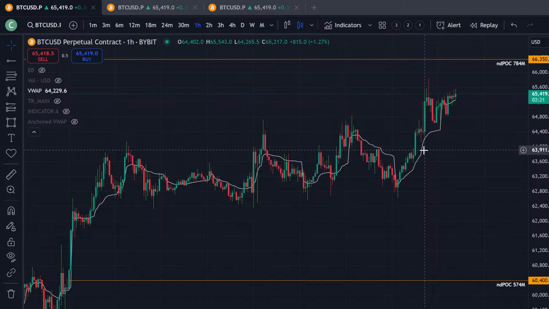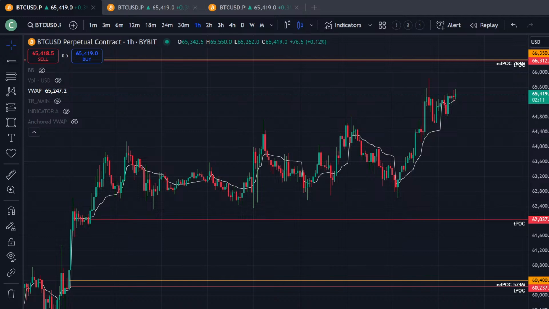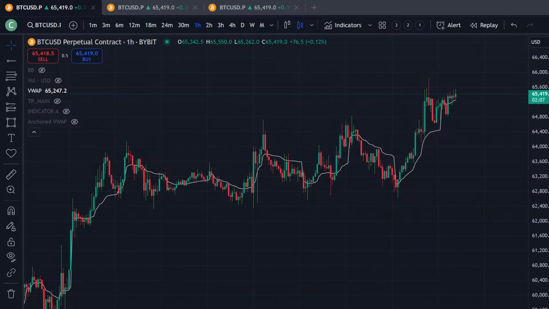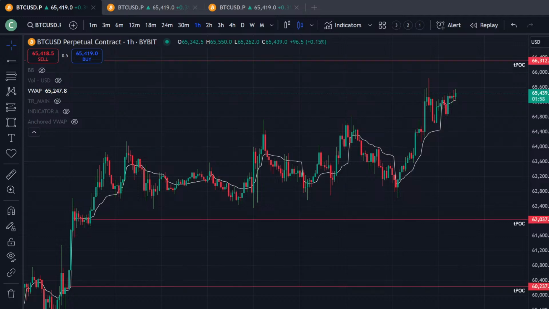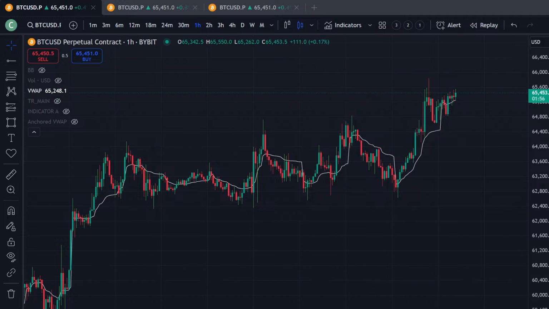Naked point of controls, we have the weeklies. They are marked up already. We're just going to look for the dailies. We have a naked point of control, and then we see already that we have a TPOC and a naked point of control in the same area. So this area is an interesting area for the day. It's not a big area. It's not a macro interesting area, but it's interesting for a scalp. And we didn't have a naked VWAP in that area.